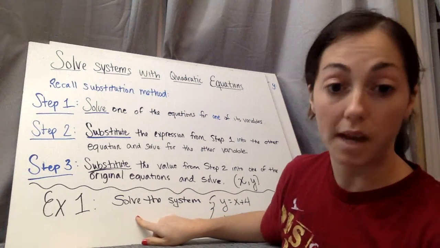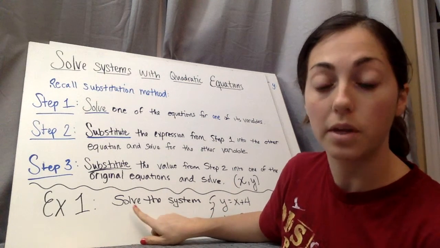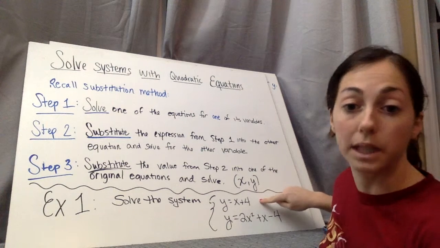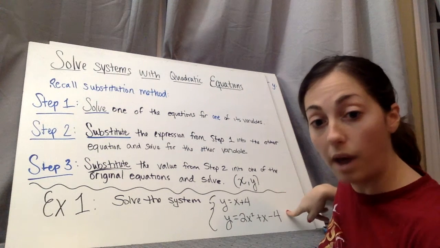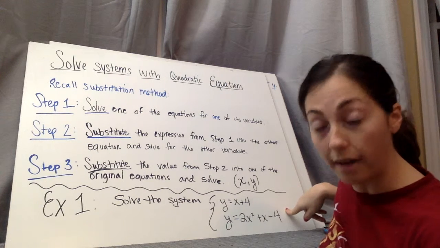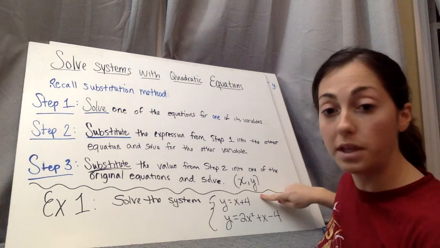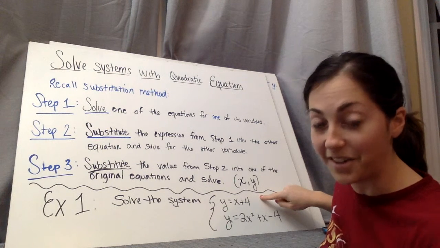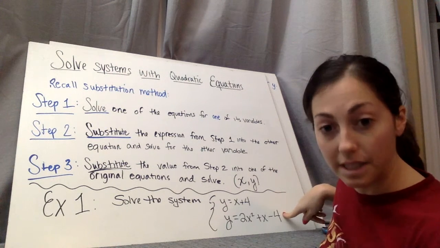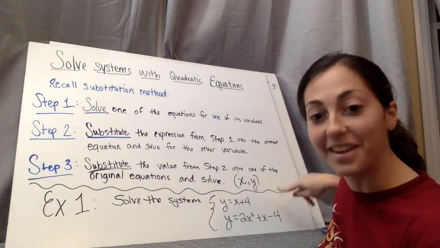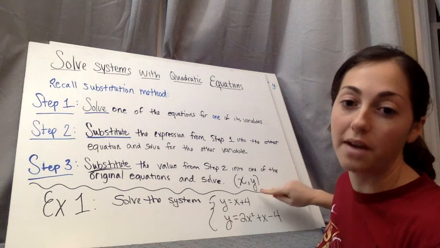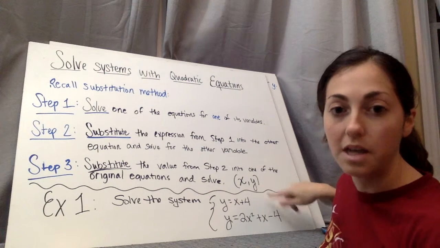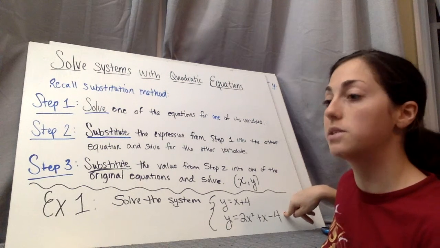So now let's work with an example solving the system. Here's our system. y equals x plus 4 and y equals 2x squared plus x minus 4. If you look at this equation, what kind of equation is this? Linear, you got it. And what kind of equation is this? Quadratic, you got it. So we have a line and a parabola. Where do the line and the parabola meet? Try to picture that.